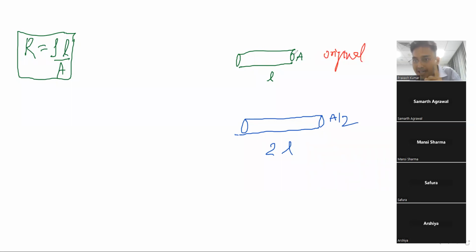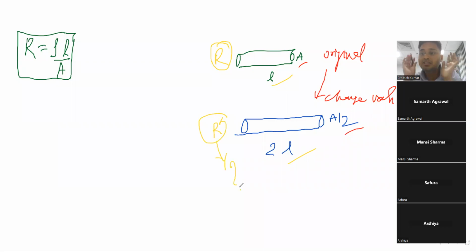A wire of cross section area A and length L. And now the changed values: earlier the area was A, now it is A by 2. And earlier the length was L, now it becomes 2L. What will be the new resistance? If this resistance is R, what will be this resistance? Suppose it is R dash. This will be asked in the examination. Fine? All of you got the question? Are you clear with the question? Yes. Now I'm going to explain.